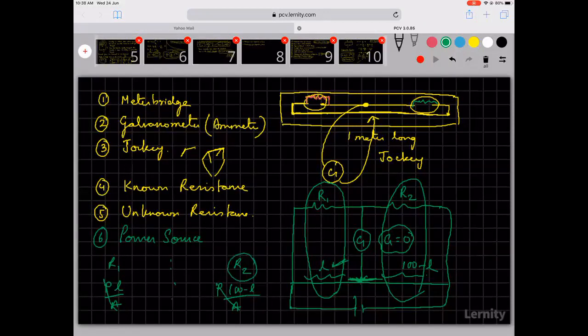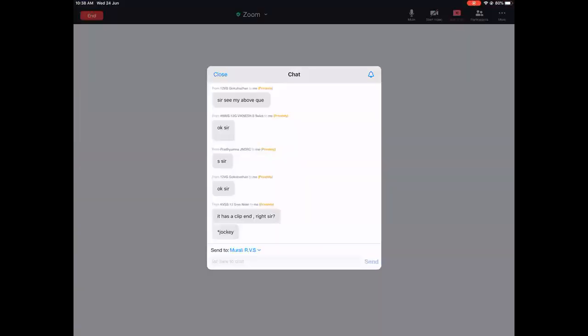Okay, so can you just make some notes? Yeah, a jockey has a clip end, right?